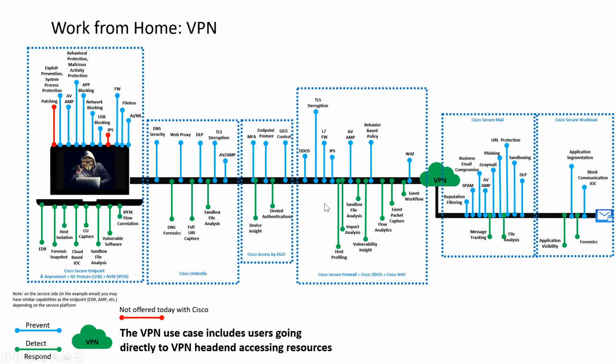And so, you've got DDoS and TLS decryption, L7, firewall, IPS, advanced malware, behavioral-based policy. A lot of those capabilities would be driven by Firepower Threat Defense, so Cisco Secure Firewall. But also, depending on the platform, you could integrate Cisco's DDoS capabilities, as well as the WAF capabilities, added to that solution stack. So all of those are certainly available there.